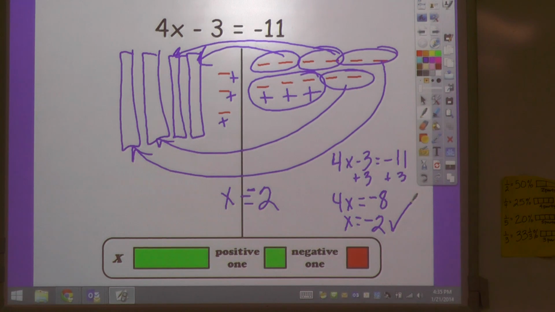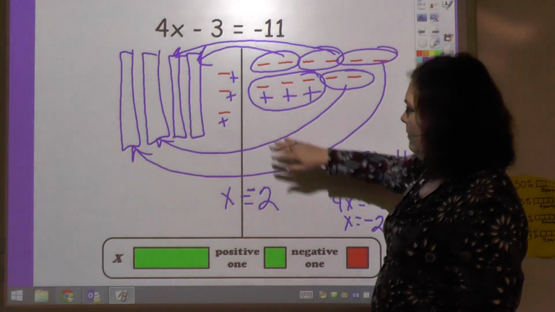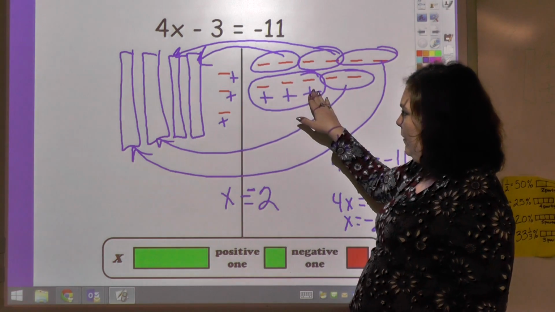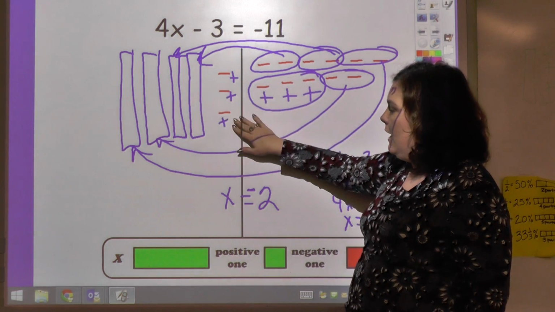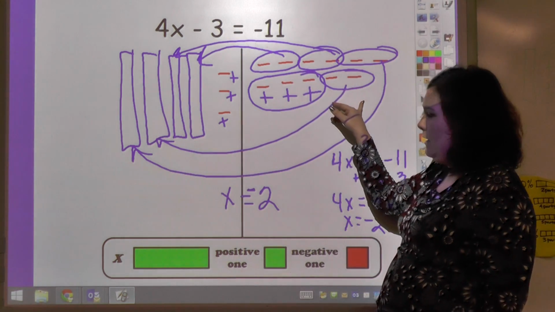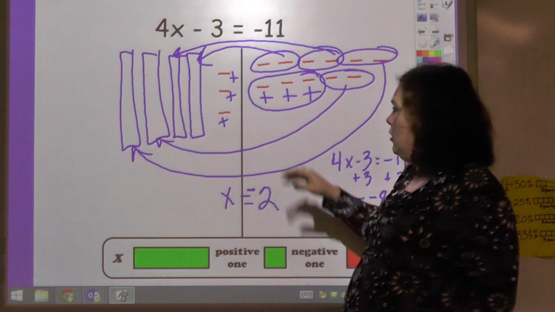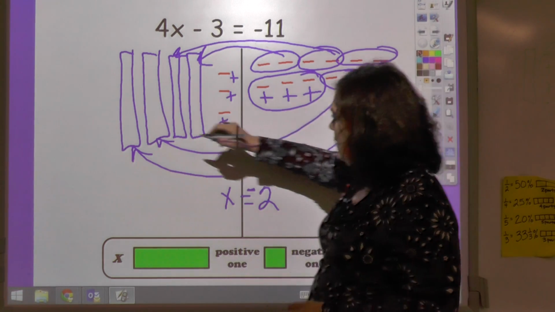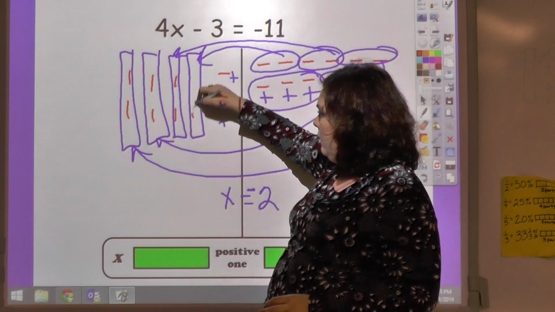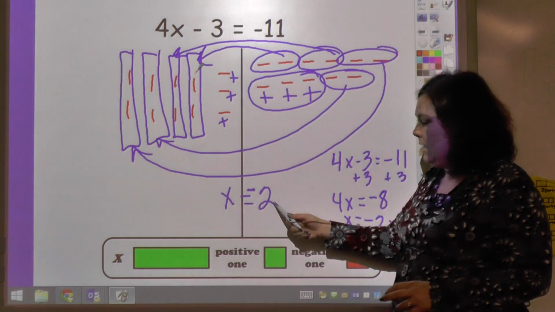Okay, so you can see it looks kind of messy. I balanced out these 3 negatives with 3 positives, put 3 positives over here, zeroed out, and that left me with 4x equals -8. And so I put 2 negatives in each one of these. 2 negatives in each one. Okay, so x equals -2.